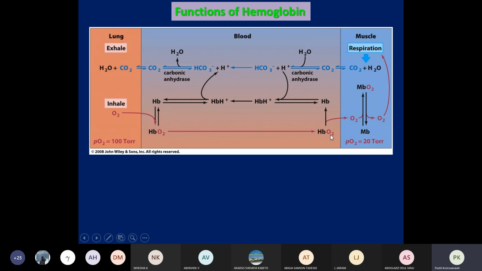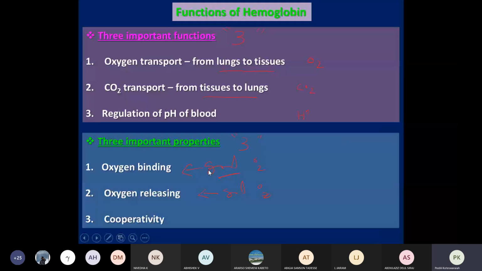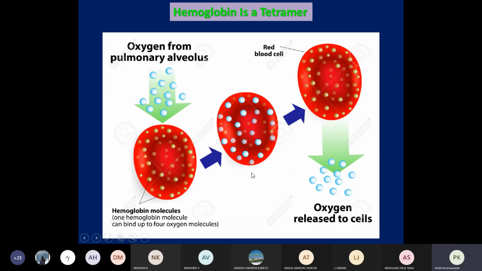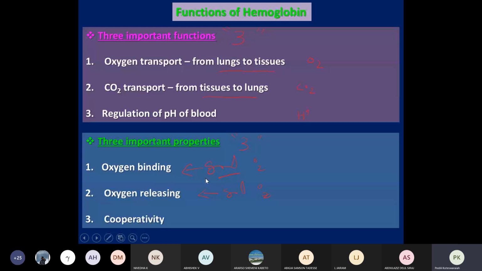That is the main function. Since hemoglobin is good in oxygen binding, it is also good in oxygen releasing, and that's why in evolution hemoglobin was chosen to transport oxygen instead of myoglobin. Myoglobin is only an oxygen storage protein, as you will understand later. Myoglobin is also good in oxygen binding, but it is not good in oxygen releasing where it needs to release. So hemoglobin is good in both oxygen binding and oxygen releasing.